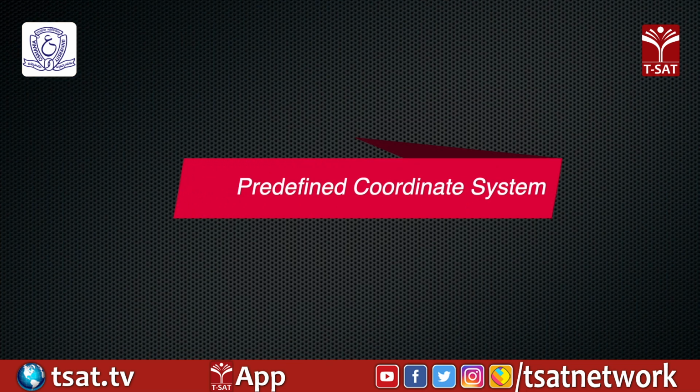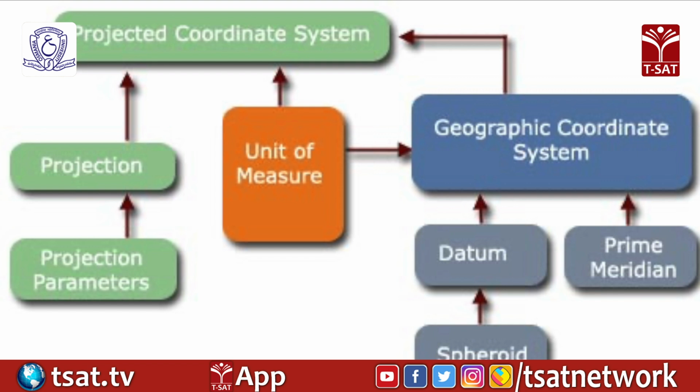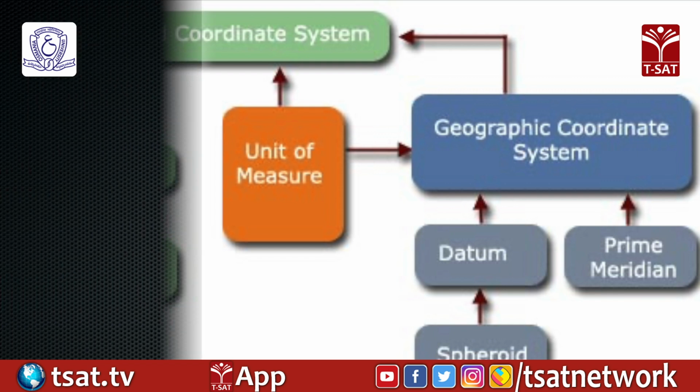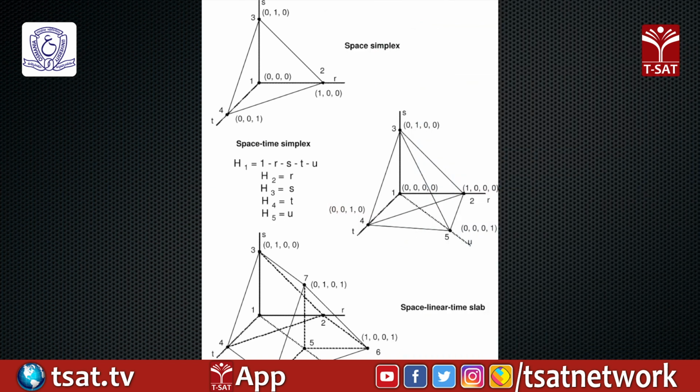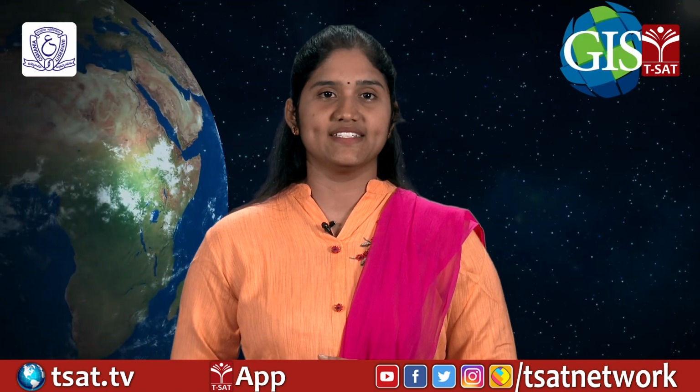Predefined coordinate system. GIS packages typically group coordinate systems into predefined and custom. A predefined coordinate system can be geographic or projected, which means its parameter values are known and are already coded in the GIS package. The users can therefore select a predefined coordinate system without defining its parameters. In contrast, a custom coordinate system requires its parameter values to be specified by the user.